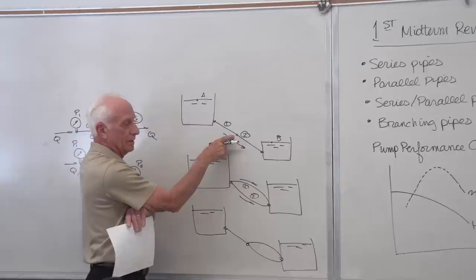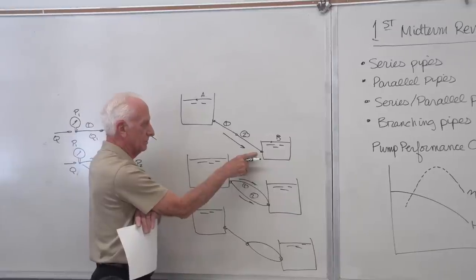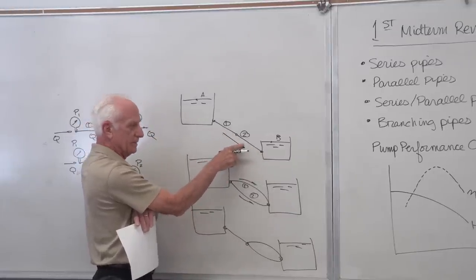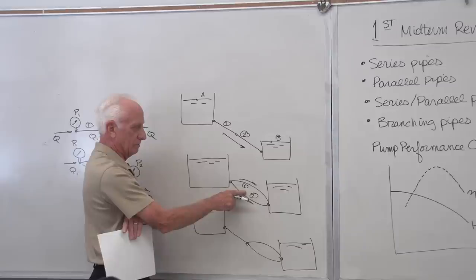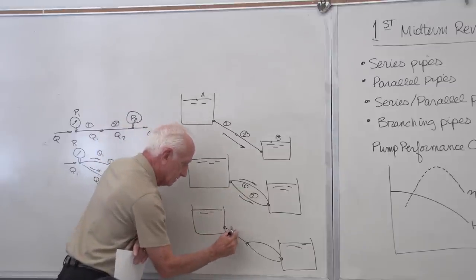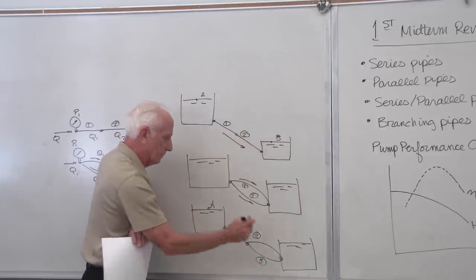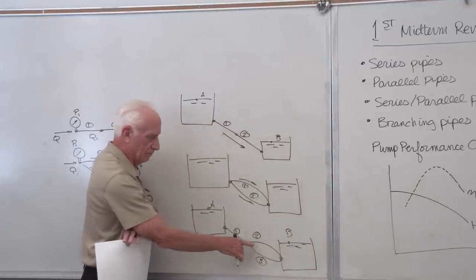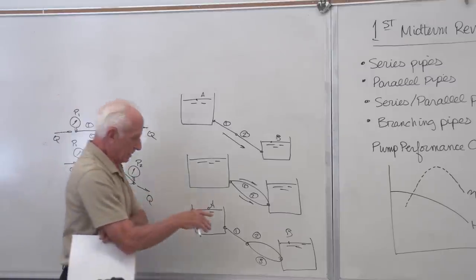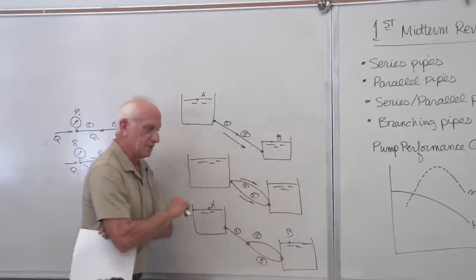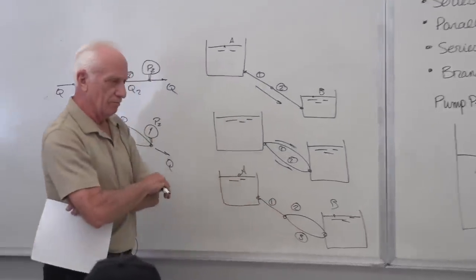Is there some friction in that pipe? Oh yeah, that's HF1. Is there friction here? Yeah, that's HF2. Do the HFs add? Yes, they do. Do the HFs add? No, they don't. HF1 equals HF2. What's the friction loss here from point A to point B? HF1 plus HF2. Don't use HF3. Or you could. The friction loss from A to B, HF1 plus HF3. What it isn't is HF1 plus HF2 plus HF3.